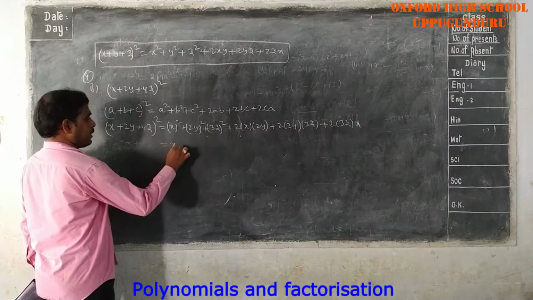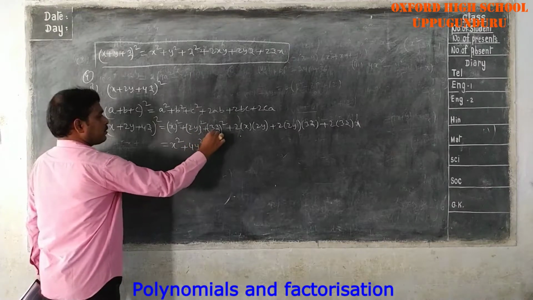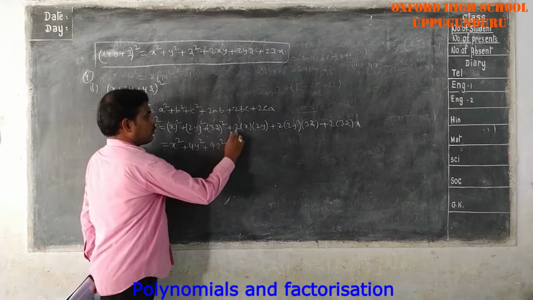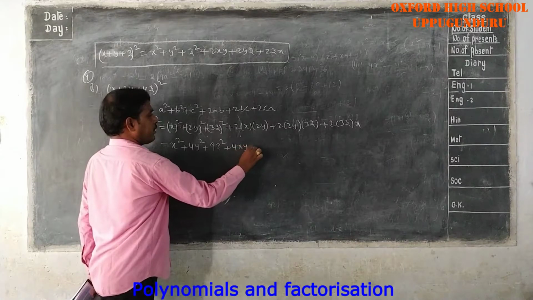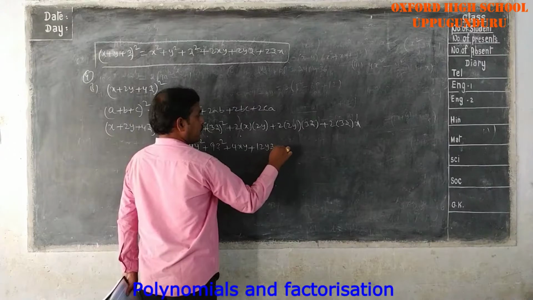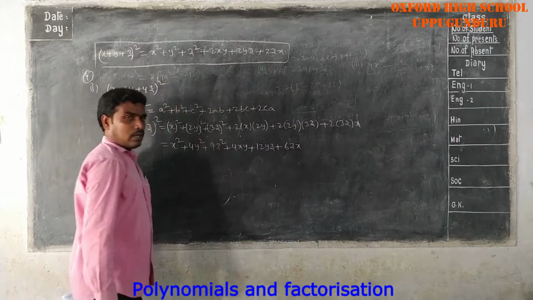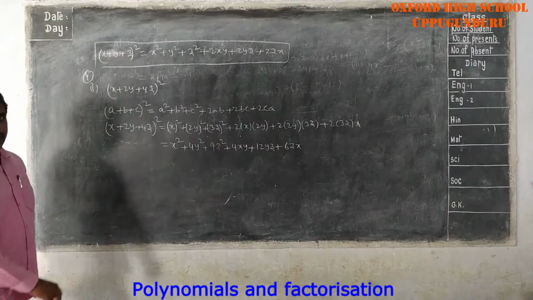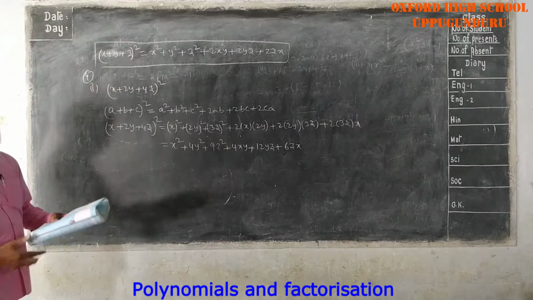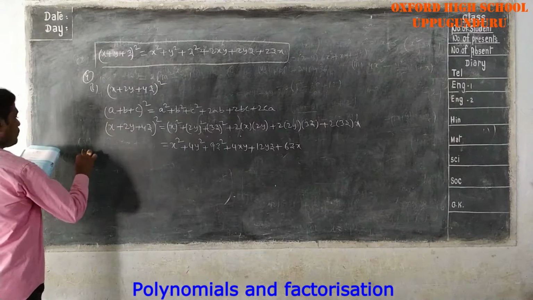Now x whole square, x square, 2y whole square is 4y square, 4z whole square, 16z square, plus 2 2s are 4, 4xy, plus 2 2s are 4, 4 4s are 16, 16yz, plus 2 4s are 8, 8zx. So in this way you can expand this problem using this algebraic identity. Next one also you have to do the same. Third problem.